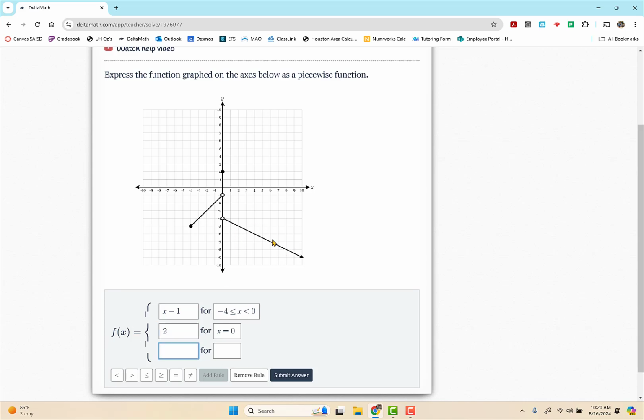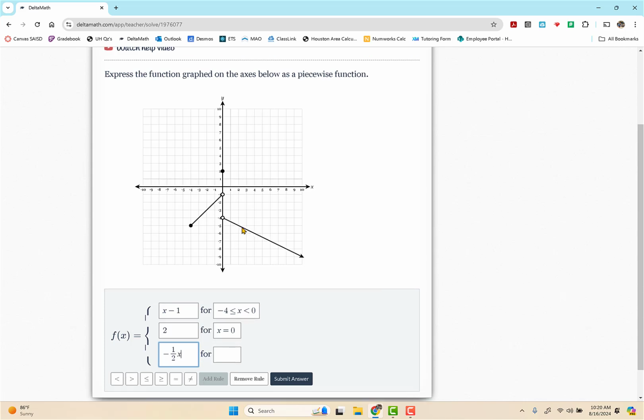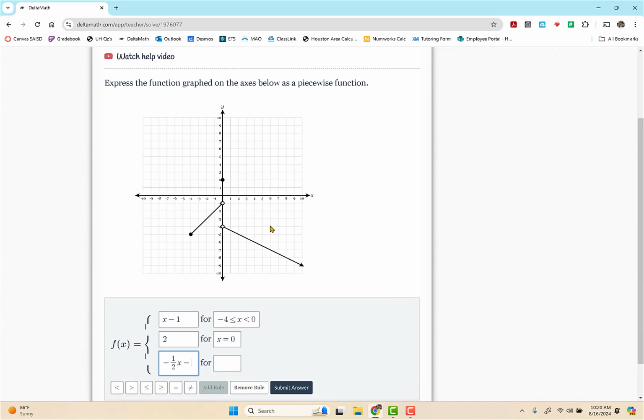It's this line right here. I first look at the slope. So let's see. It looks like I'm going down 1 and right 2. And it's going downhill, so it's going to be a -1/2. Put the x on it, and then what's my y-intercept? -4. And that's for x greater than 0, because it goes forever.